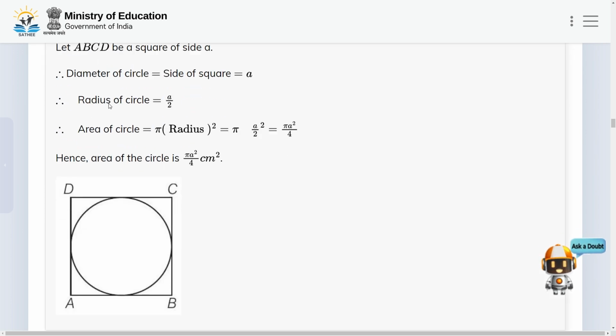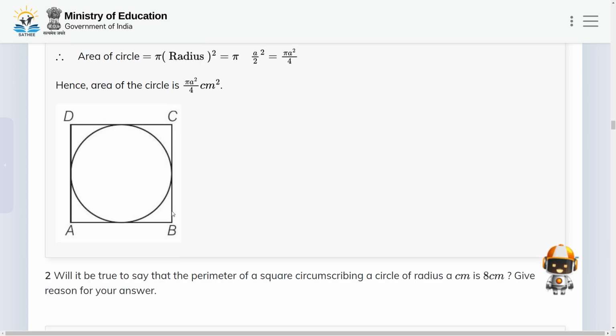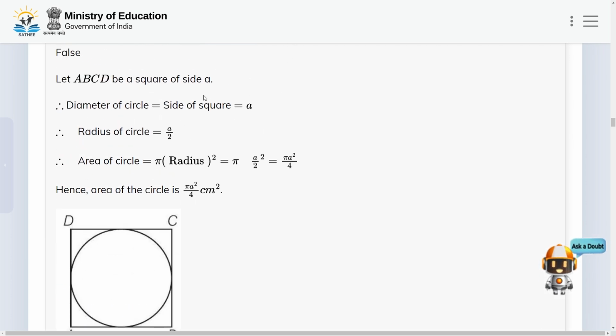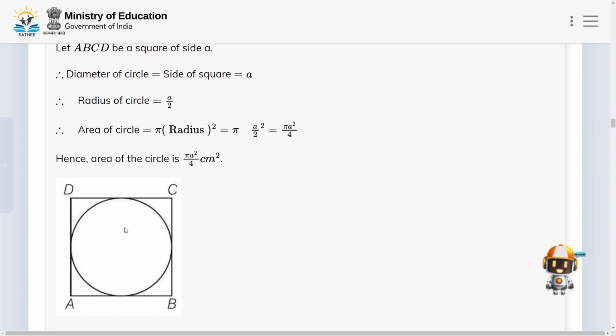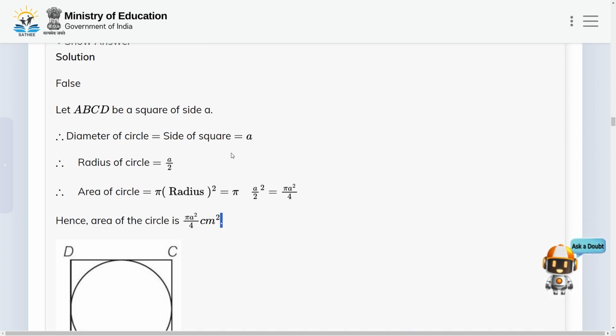So let ABCD be a square of side a. Therefore the diameter of the circle is the side of the square, which is equal to a centimeter, and the radius of the circle is a by 2. So the area of the circle is equal to pi times radius squared, that is equal to pi times a squared by 4. Hence the area of the circle is pi a squared by 4 centimeter square.